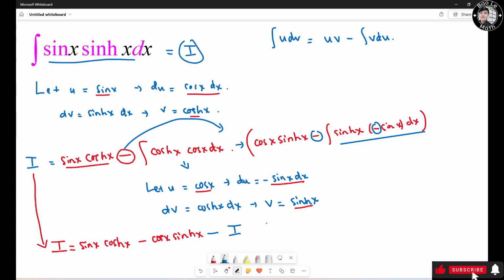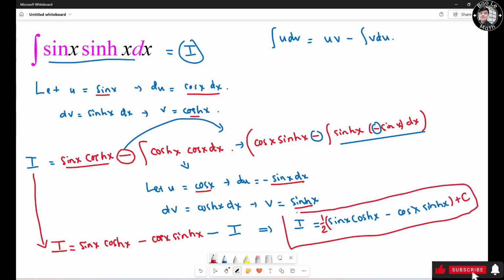Now I'm going to add I to both sides. So it could be 2I equals sine s hyperbolic cosine s minus cosine s hyperbolic sine s. Now I'm going to divide both sides by 2. So this turns out to be 1/2 of this expression right here plus C. This one is the final answer. If you have another way to solve this problem, please leave a comment.